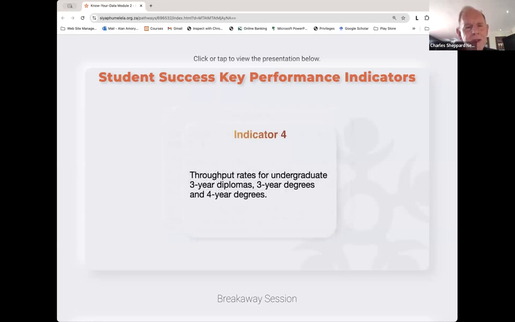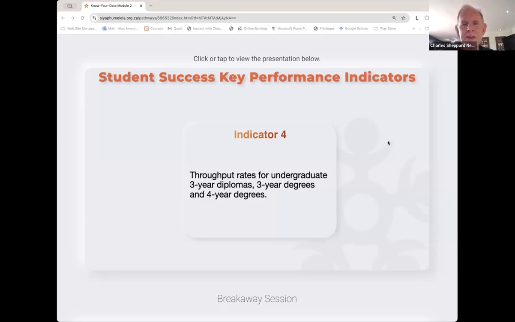And then the more complicated one, the indicator for the throughput rates for undergraduate 3 year diplomas, 3 year degrees, and 4 year degrees. Originally we only asked for the graduates in minimum time, but when you look at all the cohort studies, you will see that a very large percentage of students graduate in the year just after minimum time, minimum time plus 1 year, and also in minimum time plus 2 years. After that, the number of students that graduate becomes very low. So it's also important to look at those two.